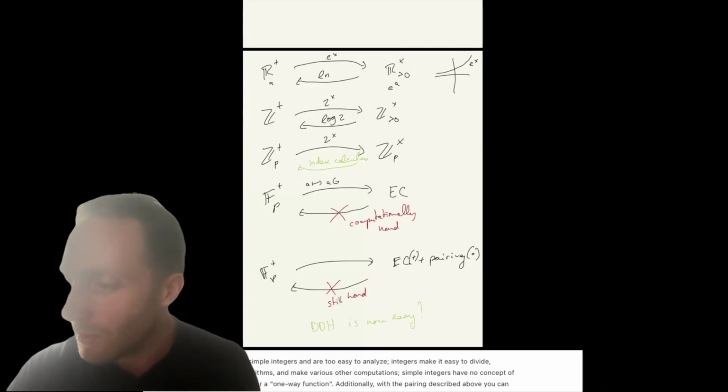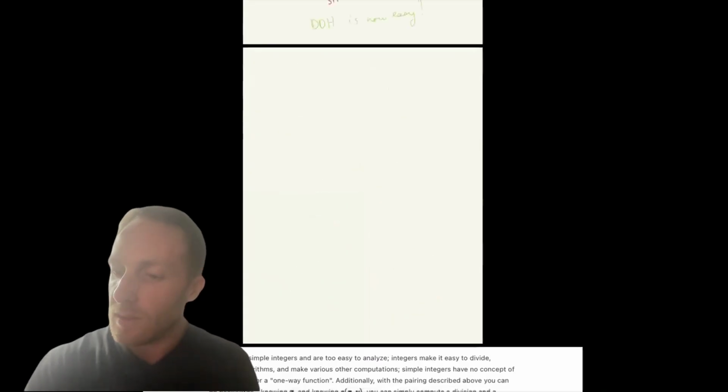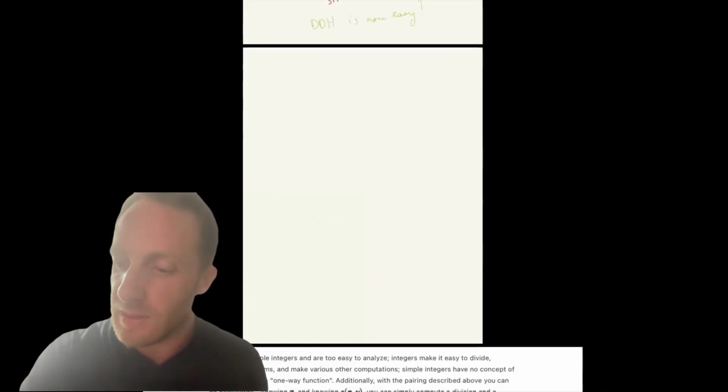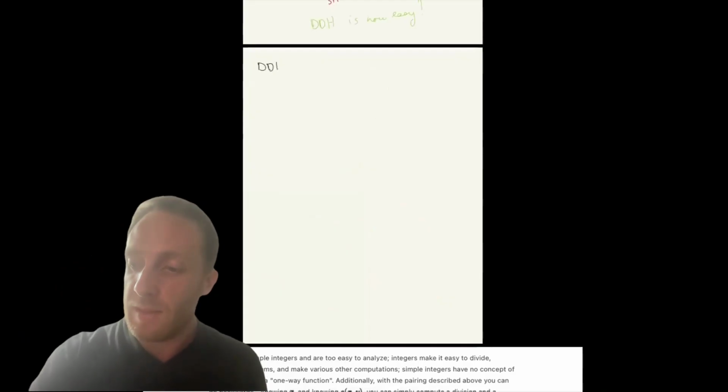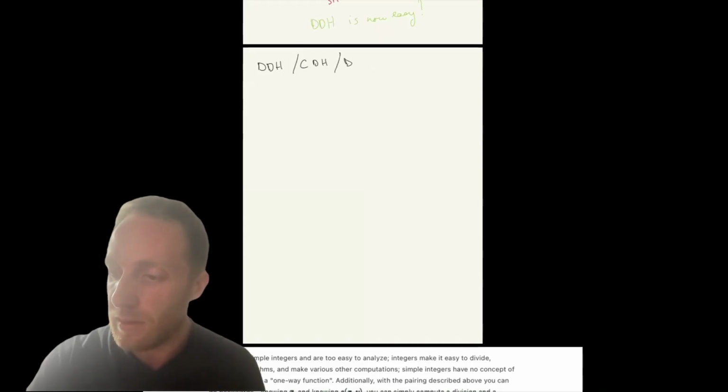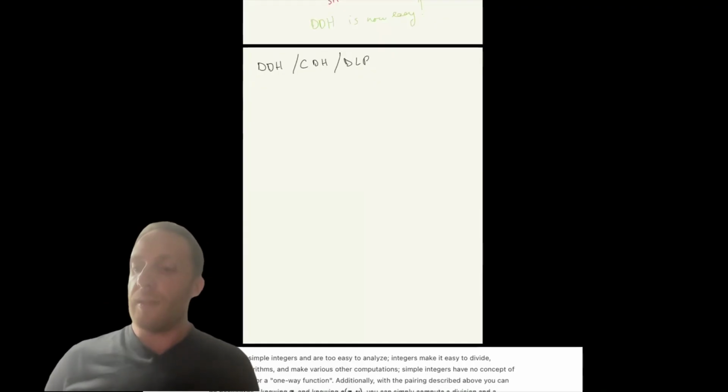So what is this? Let's talk about it real quick. We'll cover the three things mentioned above: the decisional Diffie-Hellman, the computational Diffie-Hellman, and the discrete logarithm problem, which are all related.